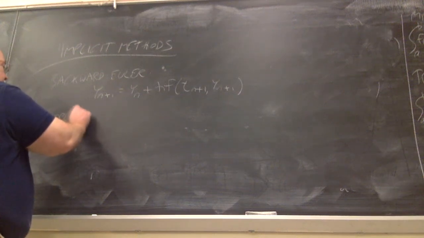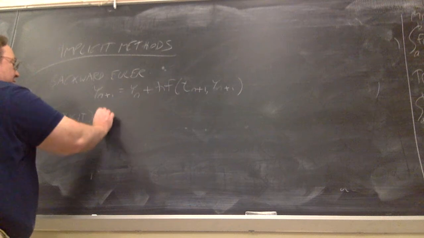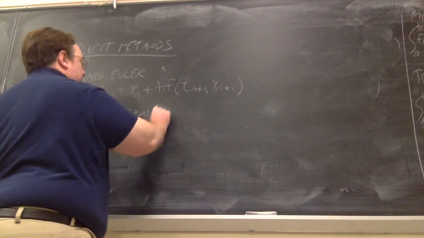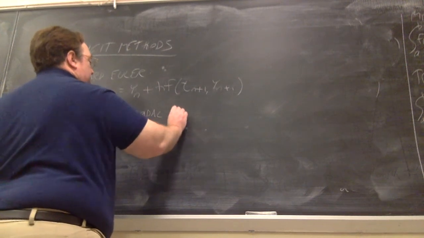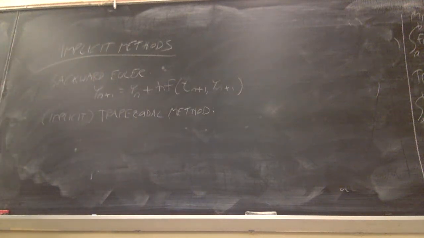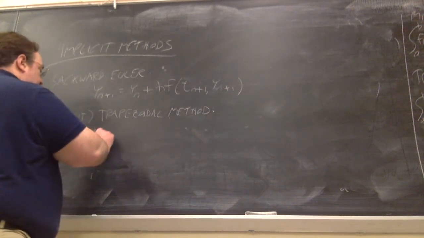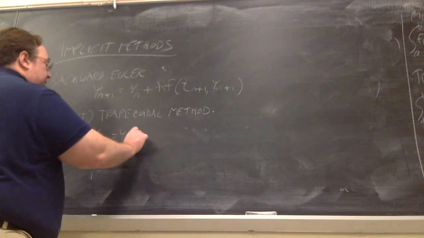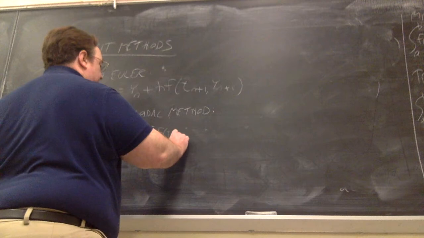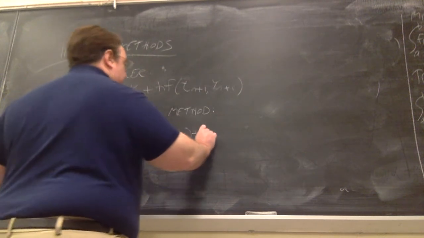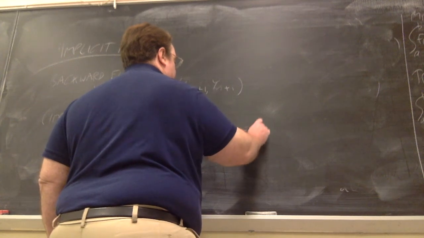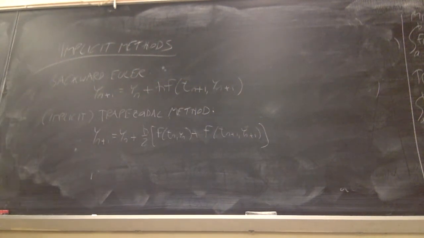The other that I'll mention now is the implicit trapezoidal method. I put it in parentheses because by default, if you refer to a trapezoidal method, it's this one, as opposed to the explicit one that I gave earlier. So, again, similar in appearance to the explicit trapezoidal method. We have f of tn, yn plus f of tn plus 1, yn plus 1.